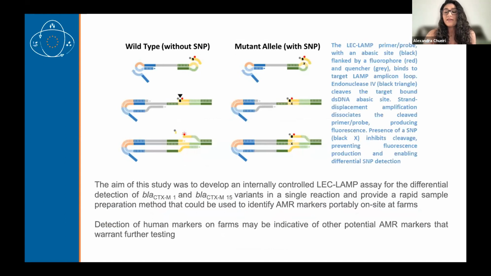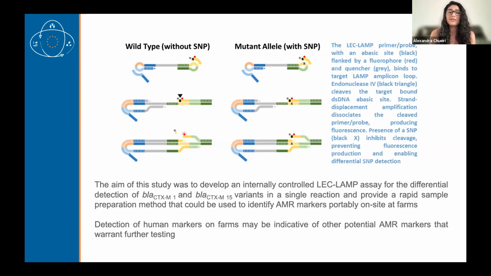Now this is a mechanism of Leclamp. So Leclamp uses an abasic site, a fluorophore, and a quencher. This binds to the LAMP amplicon loop. And so in the wild type one, you can see the black triangle there. That's the endonuclease 4, which cleaves the target-bound double-stranded DNA, producing the fluorescence there. Where you can see in the single nucleotide polymorphism, the mutant allele, that the SNP actually blocks fluorescence from being produced. So that way we can differentiate between a target sequence that has a SNP and one that doesn't. So that's what's going to differentiate between 1 and 15 in this circumstance.